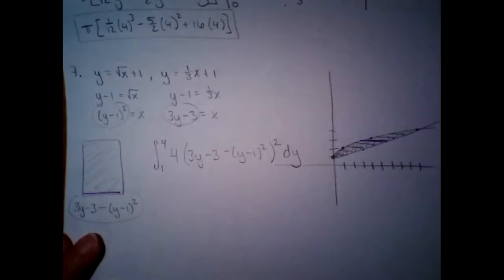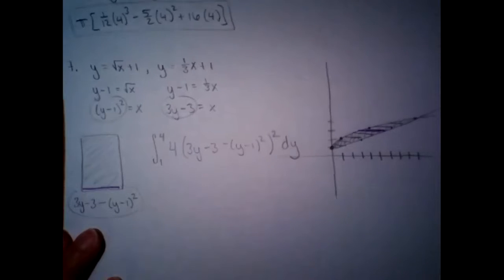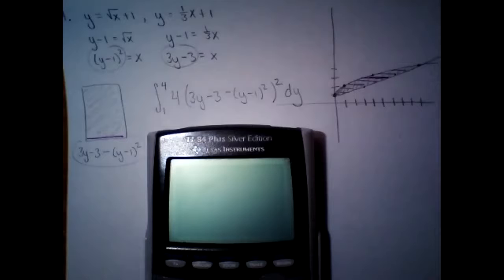So this one you're allowed to type in the calculator. I know it says y, but we're still going to type x because you have an x key, so that's easier. We have integral from 1 to 4, and then 4 times, let's see, 3x minus 3 minus parenthesis x minus 1 squared, close parenthesis, the whole thing is squared, and then dx. And it comes out to 32.4.